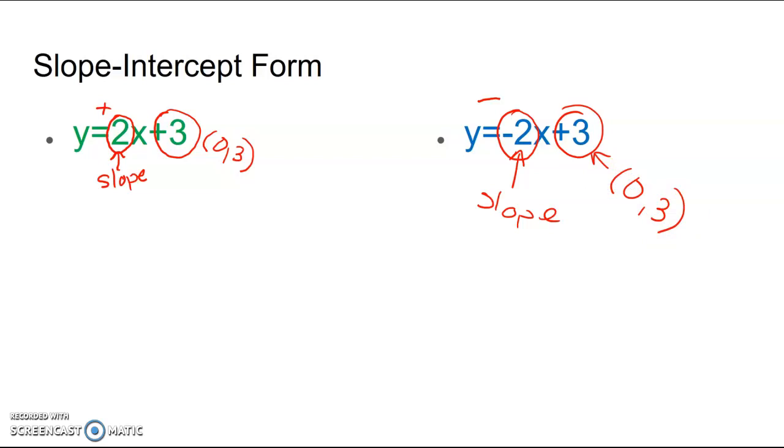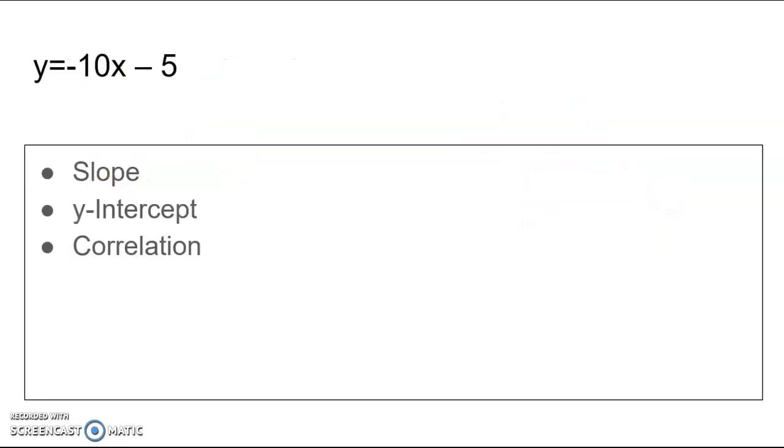Now, let's look at one more equation. If I had y equals negative 10x minus 5, I can say my slope is negative 10 because that's the number being multiplied by x. My y-intercept, it's going to cross the y-axis at (0, -5). And my correlation or trend is going to be negative because the number being multiplied by x is negative.